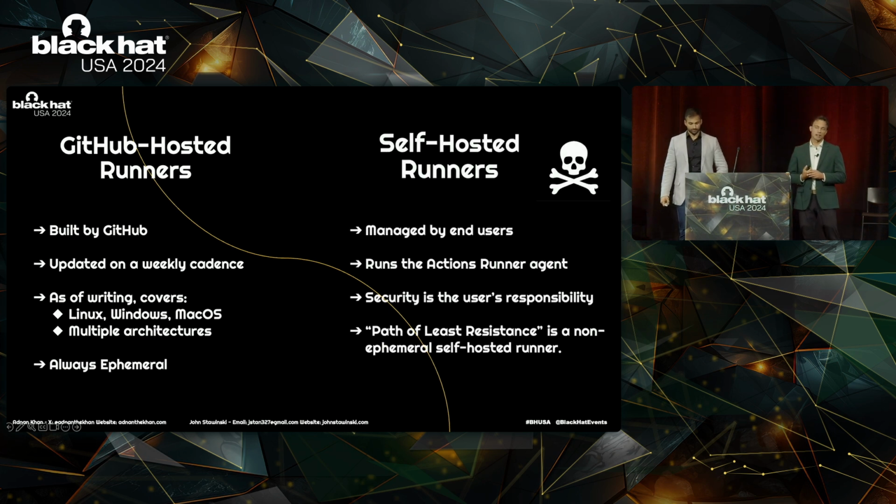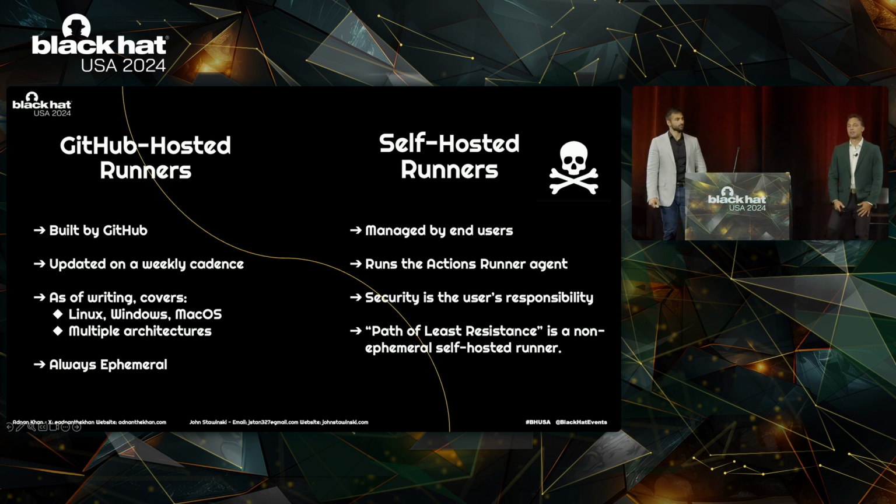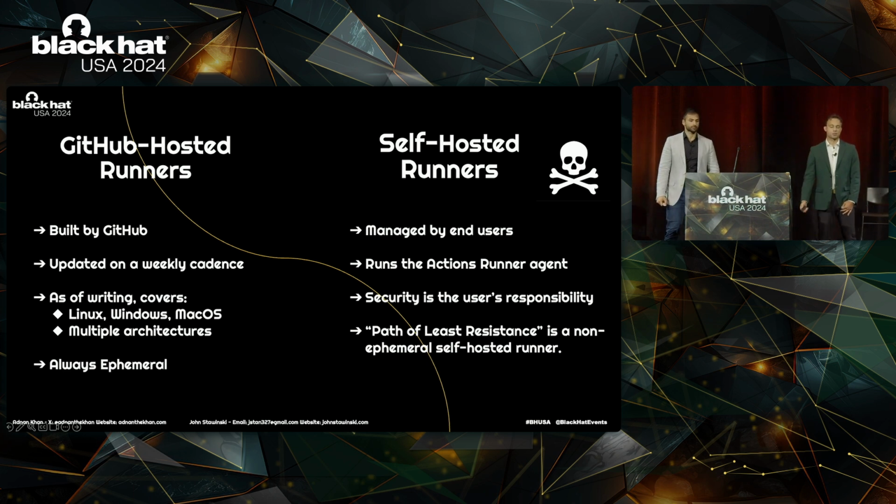Self-hosted runners, on the flip side, are dangerous. That's why we have the skull there. Self-hosted runners are not managed by GitHub. They're managed by end users. They run the Actions runner agent. That's how they actually execute GitHub Actions workflows. And security is solely the responsibility of the end user. And anyone who's done offensive security knows that end users are inherently insecure.